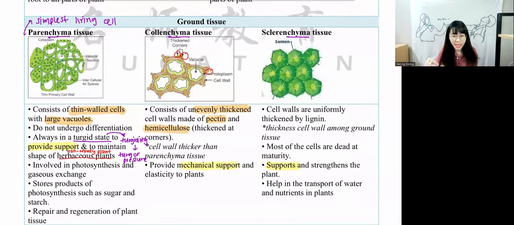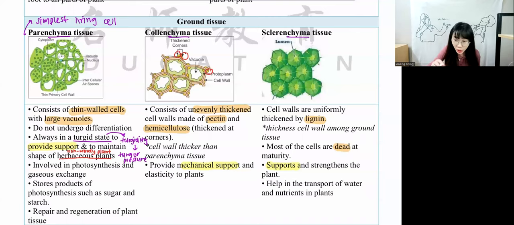Sclerenchyma tissue, they are thickened by lignin. Do you guys remember just now I said, right? When things are thickened by lignin, they are what cell? When they are thickened by lignin, they have to be a dead cell. Very good. They are dead cell. So they are dead at maturity. Dead cell doesn't mean they are useless. Dead cell means that they cannot control activities only, but they can still have their own function. They are able to provide support as well. So we have parenchyma tissue, collenchyma tissue, and sclerenchyma tissue.